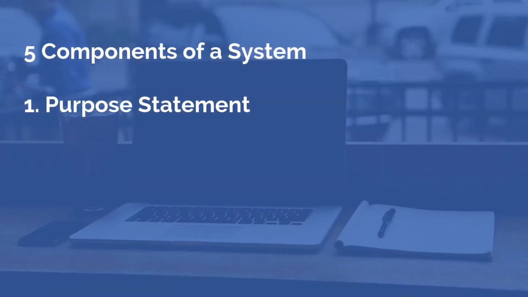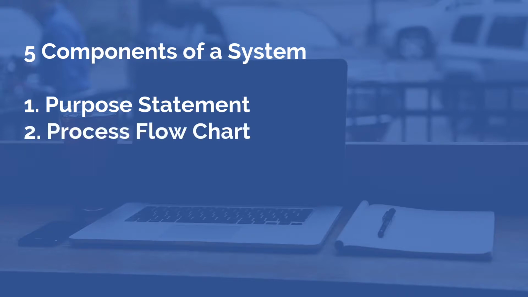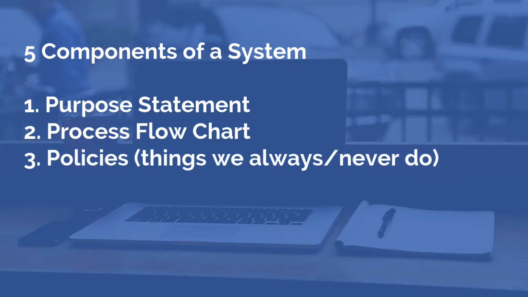Now, there are 5 components of a system. When you get to the point where you want to document the whole system, you want to have a purpose statement. What's the purpose of this system? You want to have a flow chart. Just draw yourself a simple flow chart so visually you can look at it at a glance and see exactly how this system or process should flow. Then you want to state your policies with regards to this system. You may only have 3 or 4 or 5. You don't have to have a lot. But these are things that you always do and you never do, and you want every employee to know that and operate the same way.